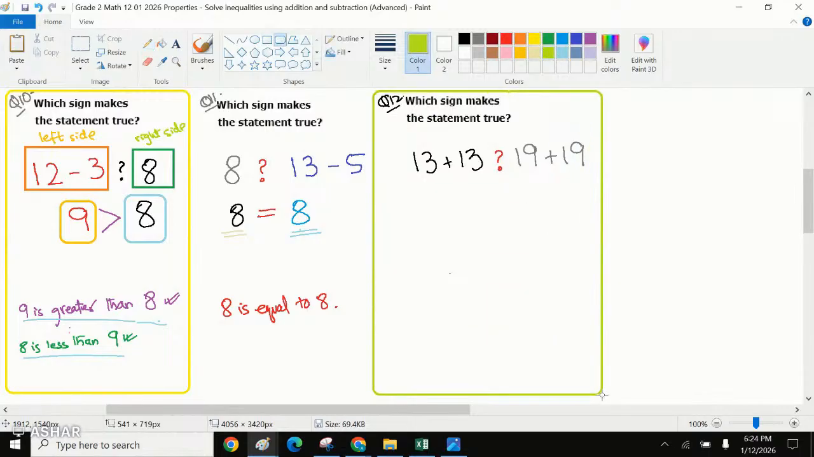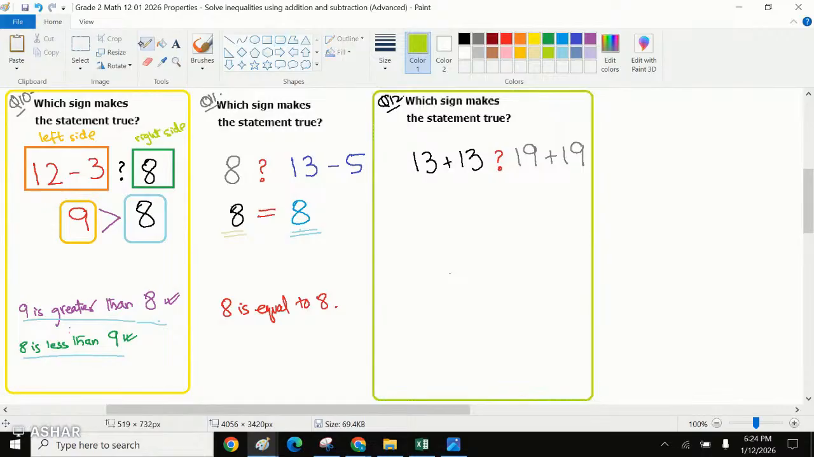So what can we say for question number 12? The same number is repeated the same number of times, right? 13 is written 2 times, 19 is written 2 times. So we can directly compare 13 and 19. Is 13 greater or 19 greater? 19 is greater, right?